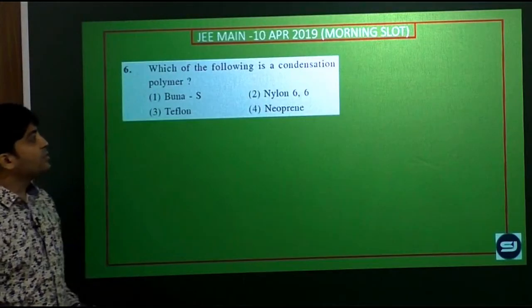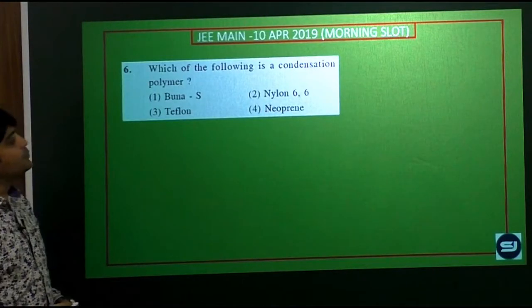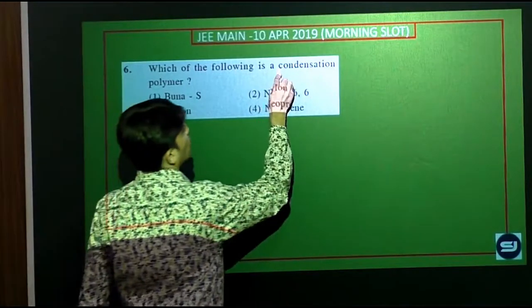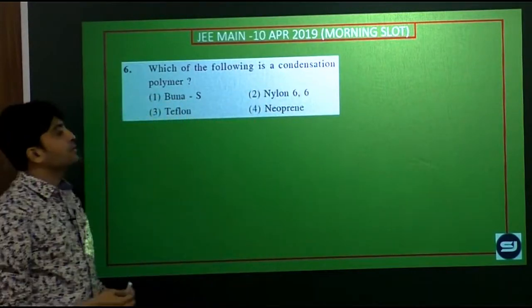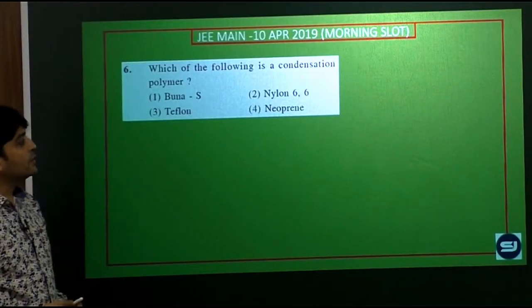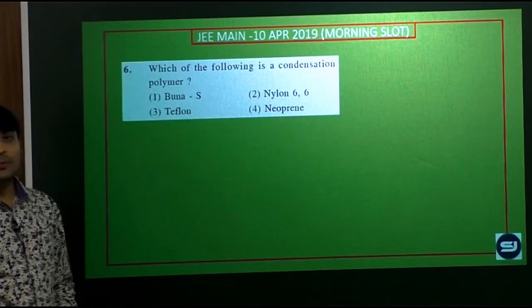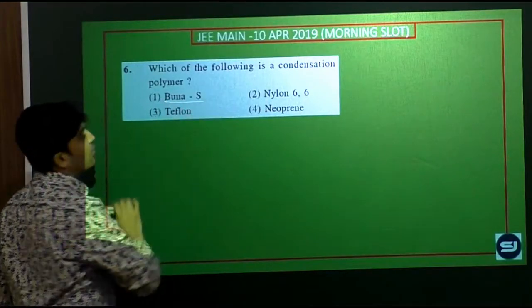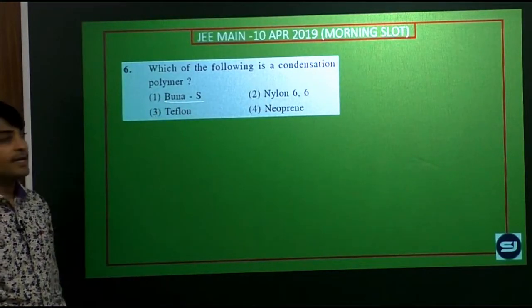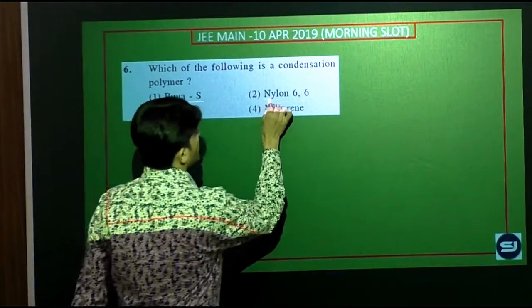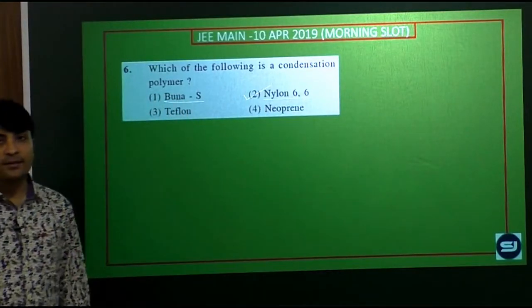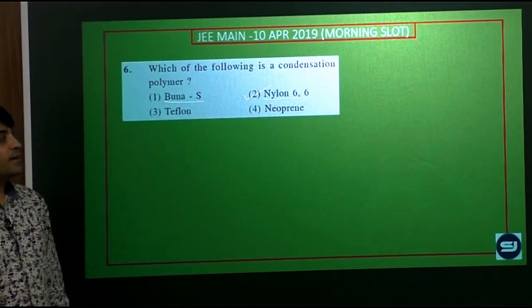Next is a factual question from polymers. It's very simple. Which of the following is a condensation polymer? Options are Buna-S, nylon 66, Teflon, neoprene. Buna-S, this is an addition polymer of butadiene and styrene. Nylon 66 is famously a condensation polymer of adipic acid and hexamethylene diamine.